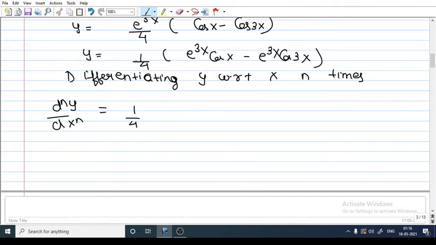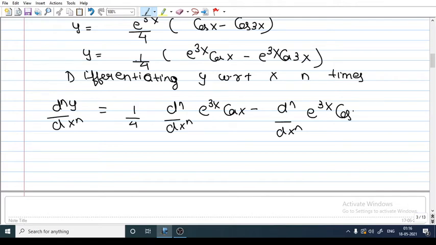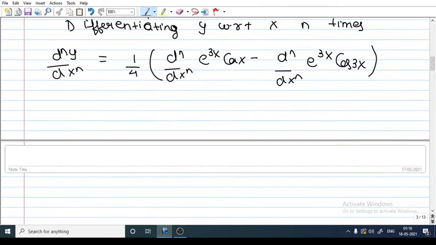1 by 4 will be as it is, d^n/dx^n of e^(3x) cos x minus d^n/dx^n of e^(3x) cos 3x. After this, what will be the next step? y_n equals 1 by 4. What we will have here, the nth derivative, it will be 3 squared plus, here it is 1 squared, the whole to the power n by 2.